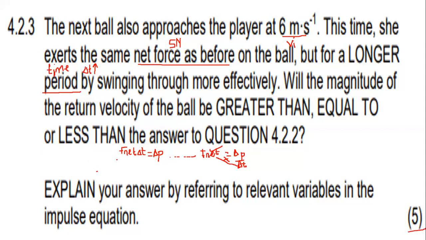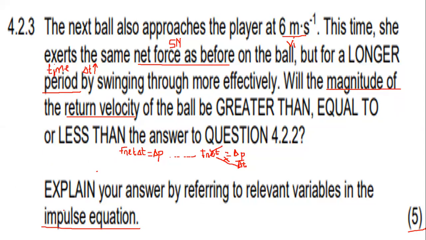It means when you answer this type of questions, my dear learners, you must be able to refer to the variables that will affect the magnitude of the return velocity, because some of these are a bit abstract for you, and you start asking yourself, but what are they looking for in explaining the answer by referring to relevant variables in the impulse equation? And here you've been guided. Actually, it wasn't necessary for them to tell you that you need to use the impulse equation.